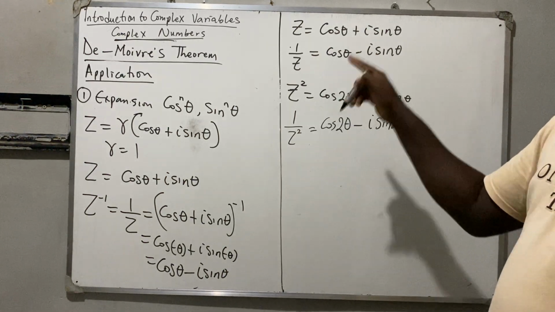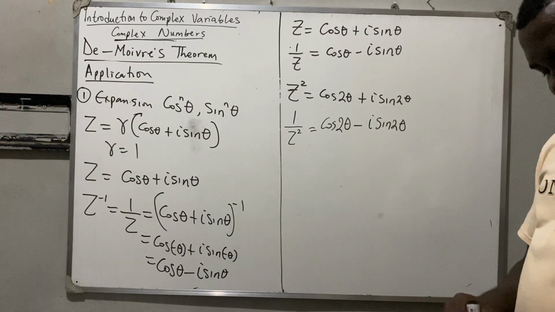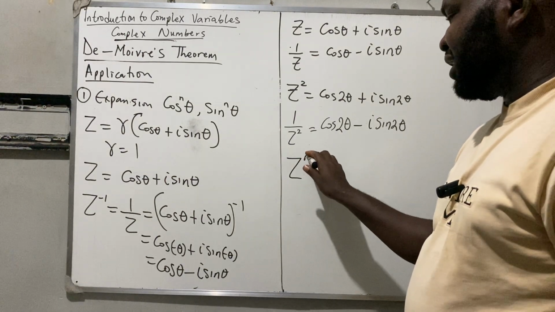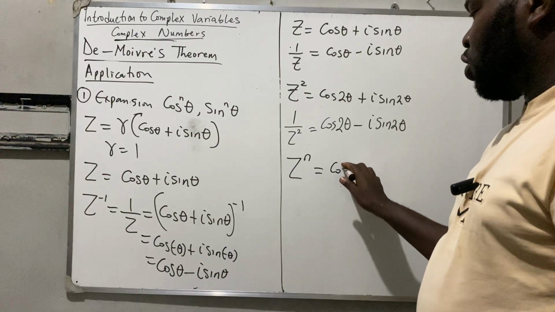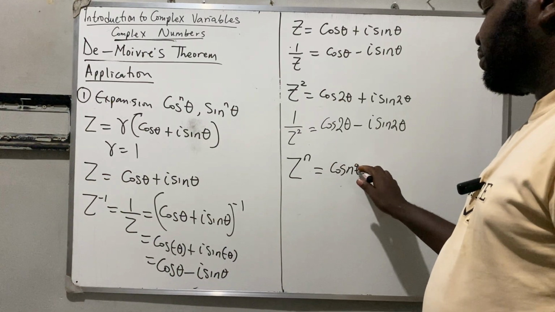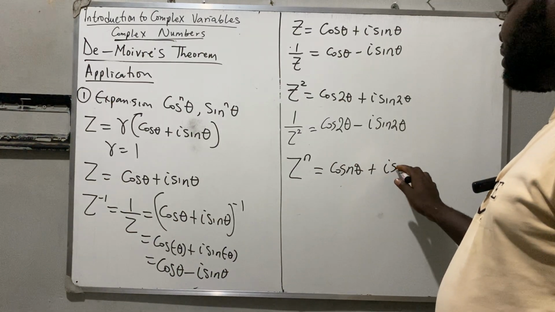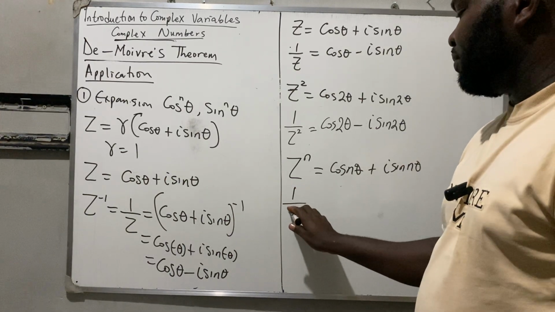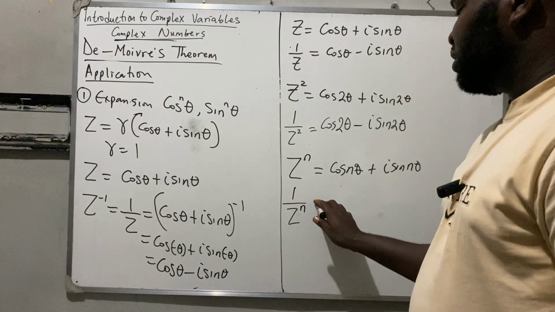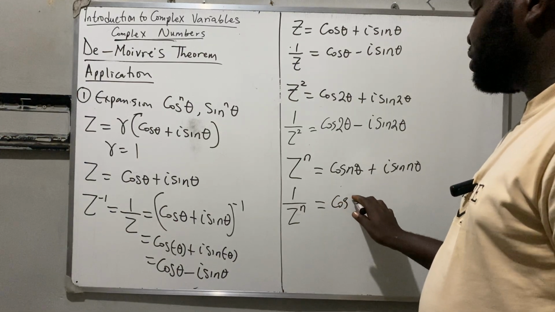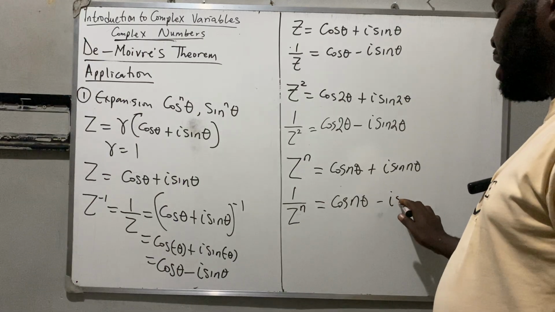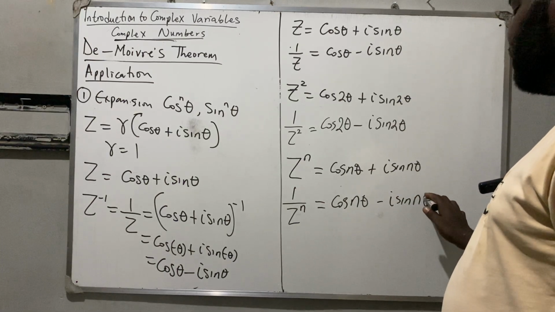So this thing has a pattern, so let's generalize this. Z raised to power n is the same thing as saying cos n theta plus I sine n theta. So if I take 1 over that, 1 over Z raised to power n is the same thing as saying cos n theta minus I sine n theta. Okay?